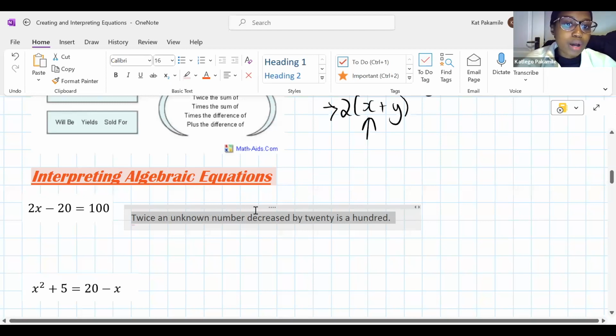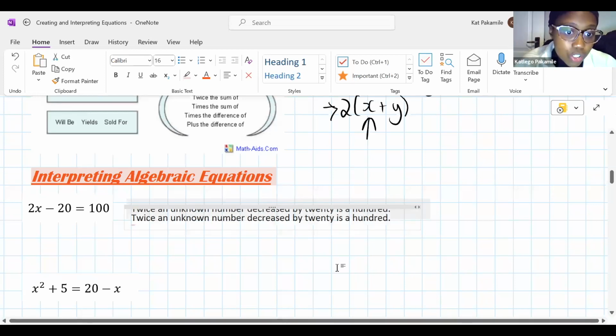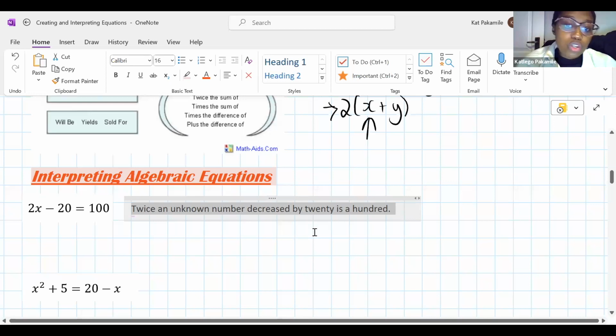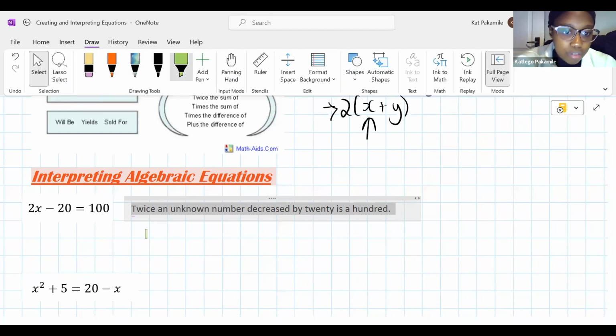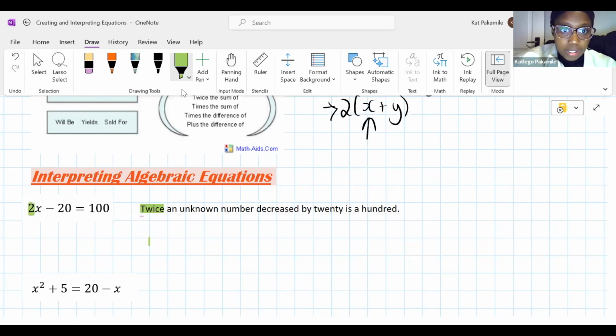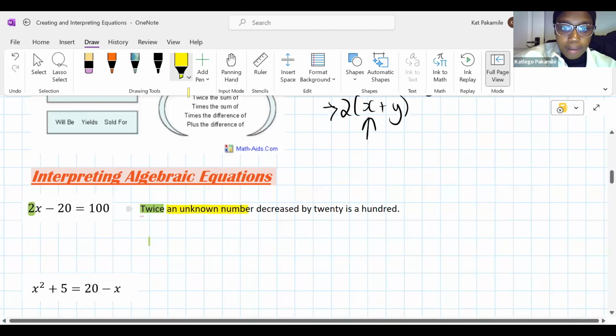You could have said 2 times a certain number, or double a certain number, or, you know, like there's a lot. The point is you need to make sure you include each and every aspect of this. So let's check. Twice, which is 2 times. Okay, that's what twice means, or double. So twice an unknown number, so that would be my X.